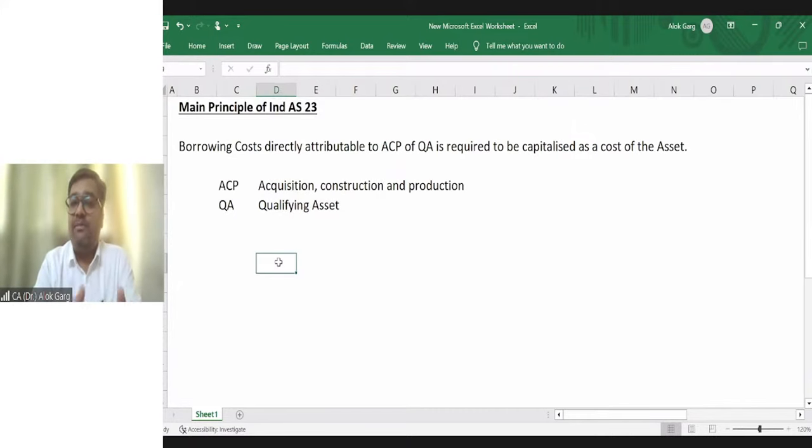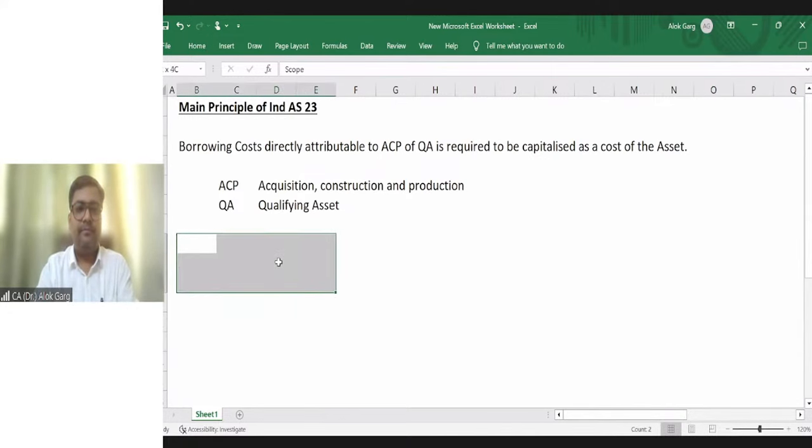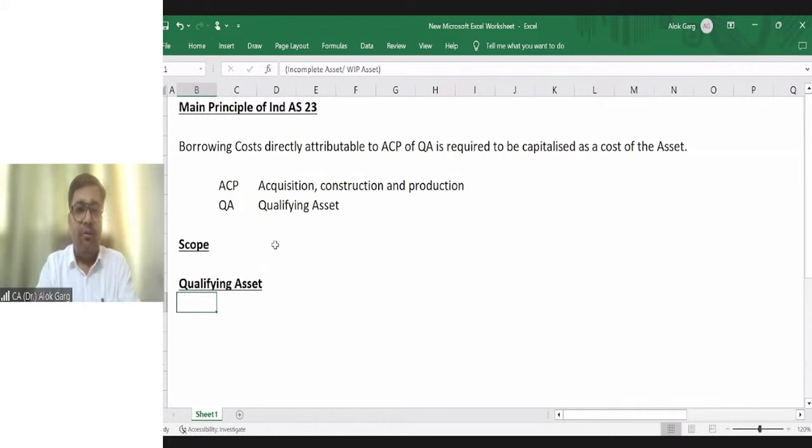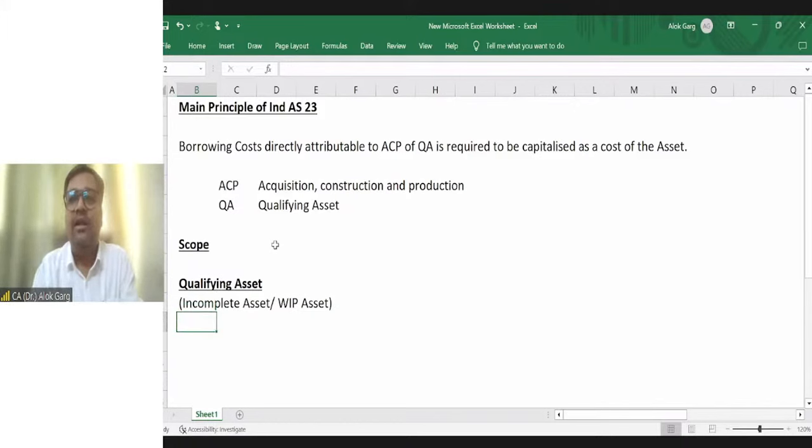So, borrowing cost, what is the main principle of Ind AS 23? Borrowing cost directly attributable to acquisition, construction, or production of a qualifying asset is required to be capitalized as a cost of that asset, right? Okay, friends. Is it clear? Now, what is meant by qualifying asset? Qualifying asset means incomplete asset, in-progress asset, right? Means which is not complete as per the intention of the management, as per the use intended by the management, right?